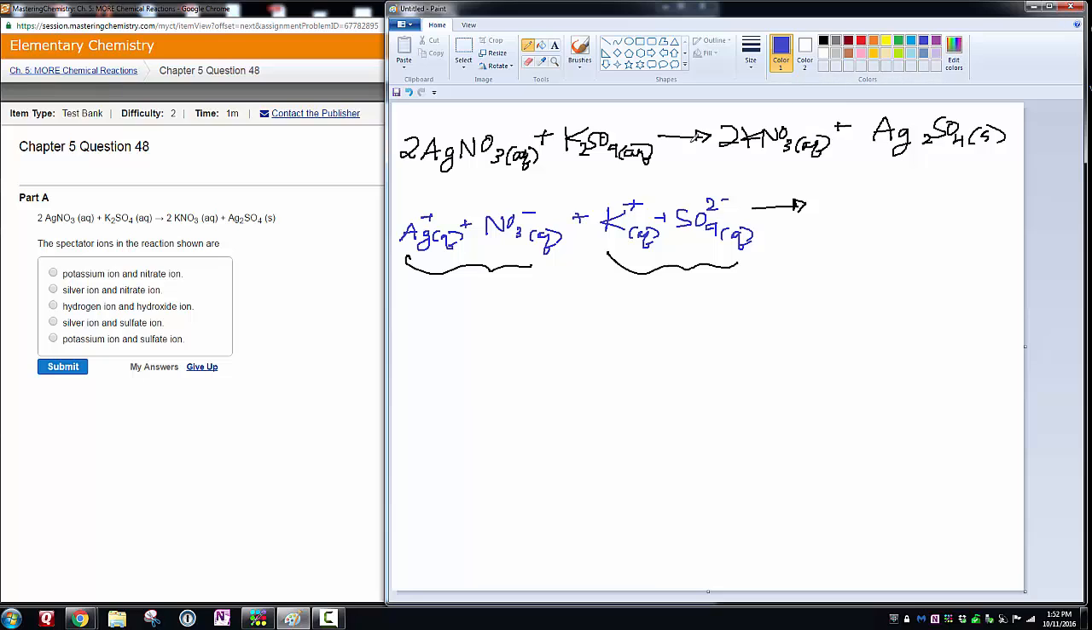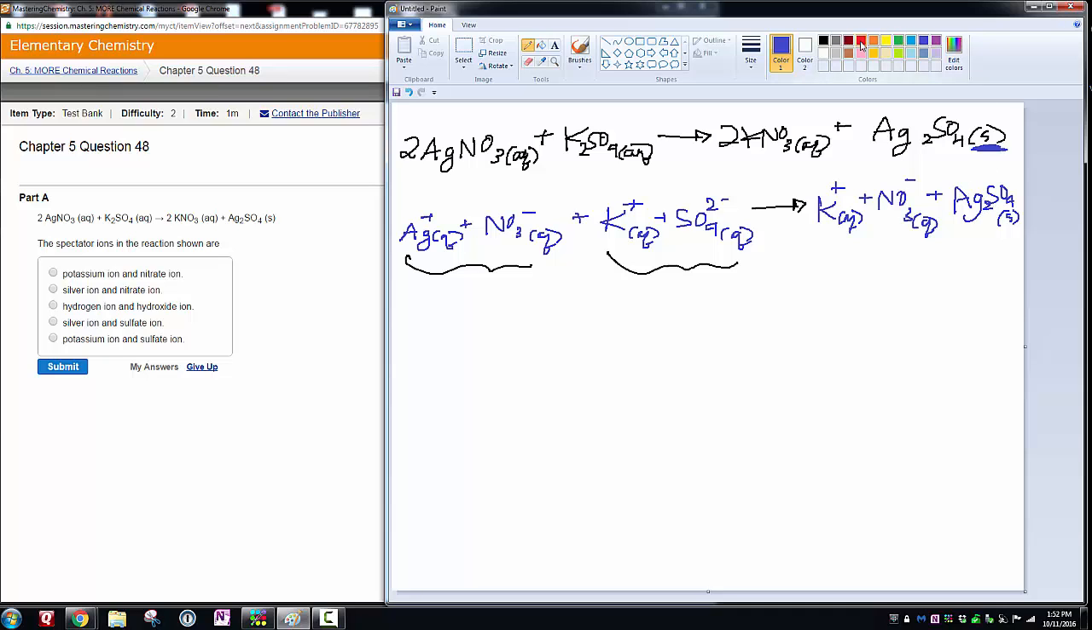Okay. In the product, because this is an ionic compound and because it's still dissolved, we know that what we really have are potassium ions running around in solution and nitrate ions running around in solution. And then because this is a solid, it is not dissolved in solution, therefore it is not dissociated. So this is exactly what it is. It's a solid.